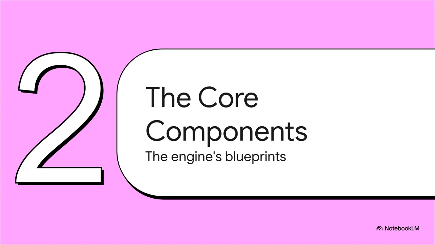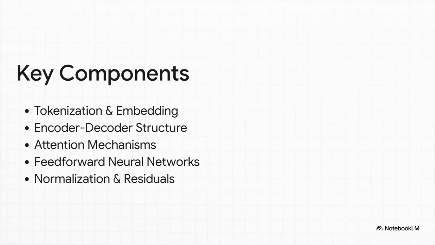All right, so if the transformer is our engine, what are the actual parts inside that make it run? Let's pull up the blueprints and break this machine down into its most important components. Now, this list might look a little intimidating, but don't worry. We're really going to zero in on the three big revolutionary ideas here. How text gets turned into numbers, this thing called the encoder-decoder structure, and of course, the secret sauce known as the attention mechanism. These are the parts that really changed everything.